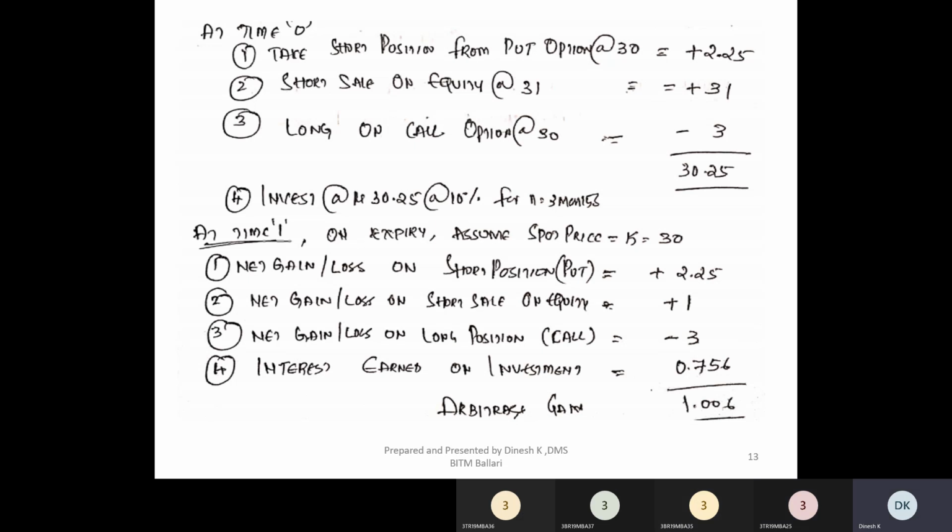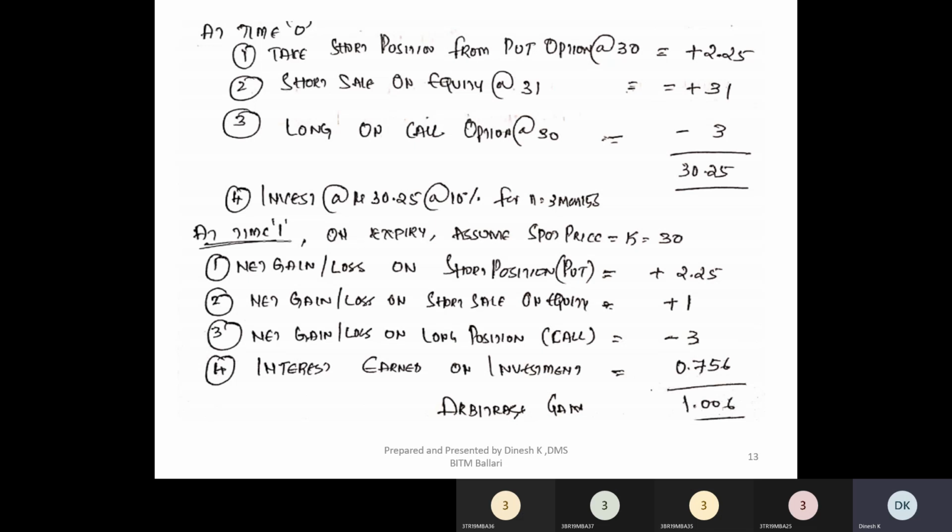Okay, so this is today. You have a surplus cash of rupees 30.25 with you. Rather than keeping it idle for the 3 months, you will be reinvesting this cash at 10% for 3 months. That is 30.25. These are the 4 activities to be carried out today, that is at the time T0.